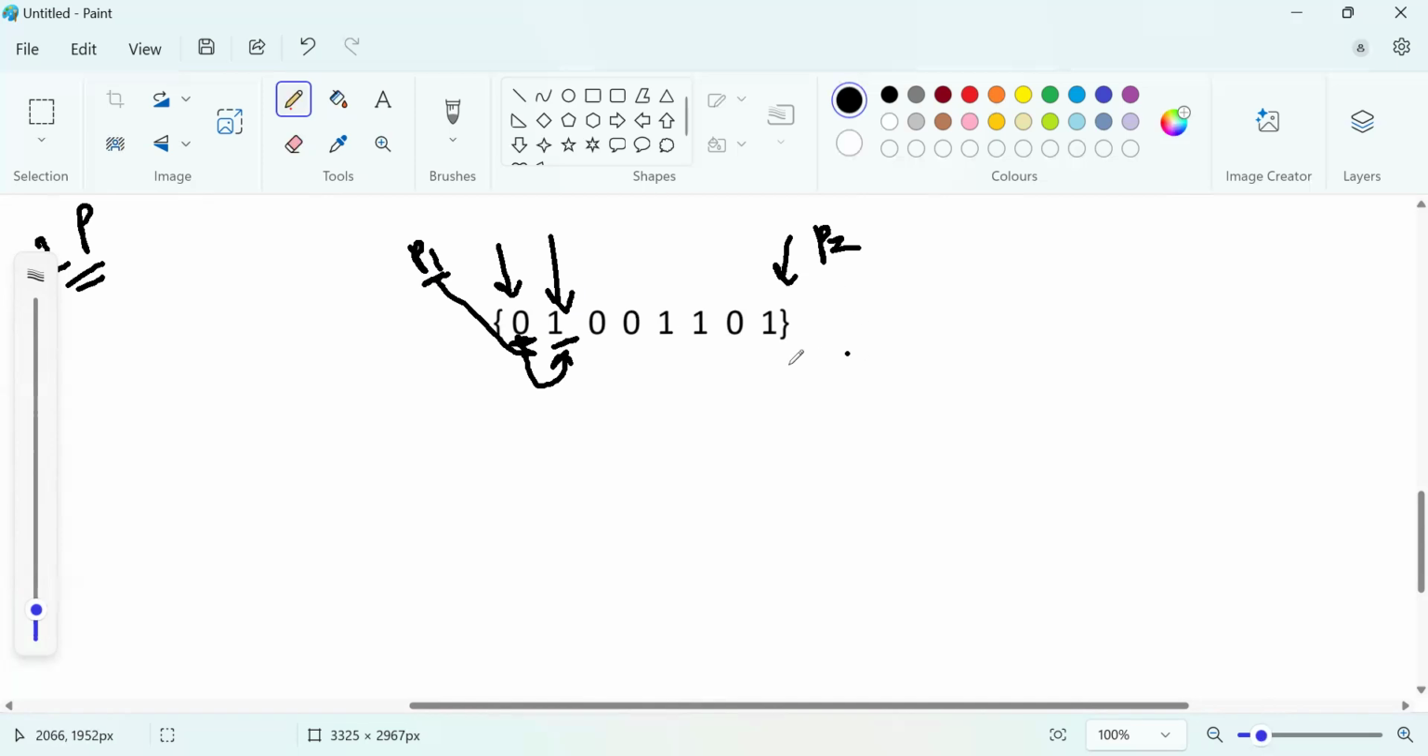Now I'll check with the right pointer. What is the value it has? It has 1. Right side, we should always have 1 only. So I'll go to the next element. Now it has 0. Now if you observe, P1 is pointing to 1 and P2 is pointing to 0, which means I can swap these two elements. I can replace this with 0 and this with 1, which means from the left side we will be searching for the value 1. Whenever there is 1, we will stop.